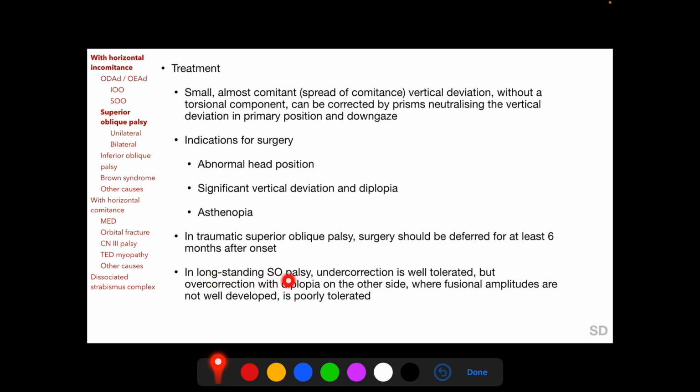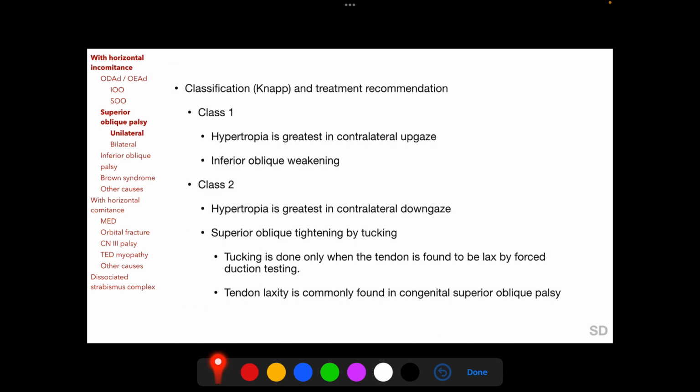And in long-standing superior oblique palsy, particularly since childhood, undercorrection is well tolerated because of the large vertical fusional amplitudes, but overcorrection with a reversed vertical diplopia is poorly tolerated because fusional amplitudes for the reversed diplopia are not well developed. For determining the recommended treatment, Knapp classified superior oblique palsy into 7 classes: class 7 is bilateral superior oblique palsy, and the remaining are unilateral superior oblique palsy.